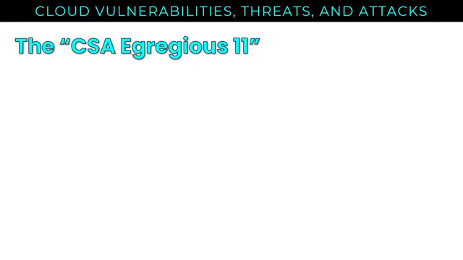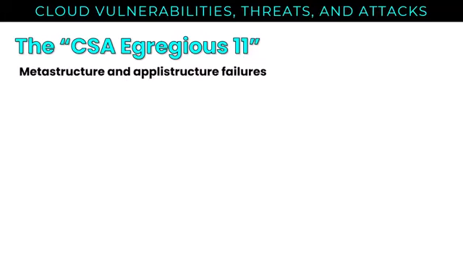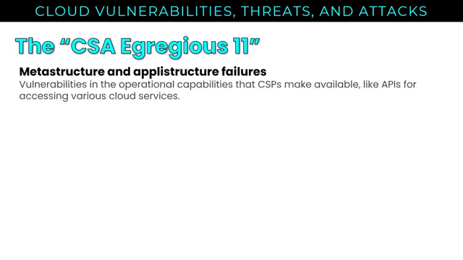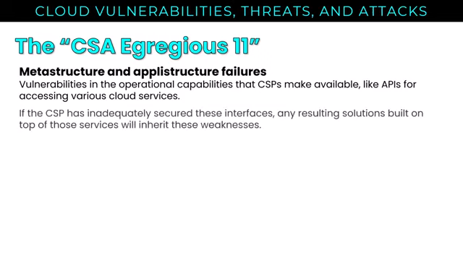Continuing with the CSA egregious 11, we have metastructure and applistructure failures. These are vulnerabilities in the operational capabilities that CSPs make available, like APIs for accessing various cloud services. Now, if the CSP has inadequately secured these interfaces, any resulting solutions built on top of those services will inherit these weaknesses. Now, let's break these down just a bit further.